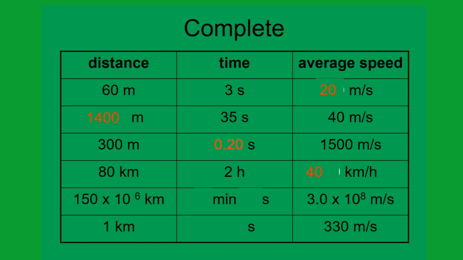And fifth one, 150 times 10 to the power 6 kilometers. Distance is 150 times 10 to the power 6 kilometers. On the other hand, average speed is also given, 3 times 10 to the power 8 meters per second. So time, same thing, time equals distance divided by average speed.